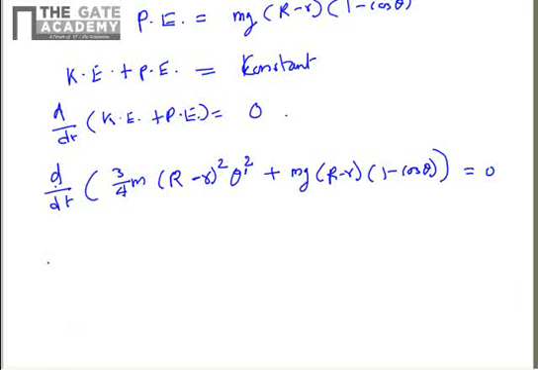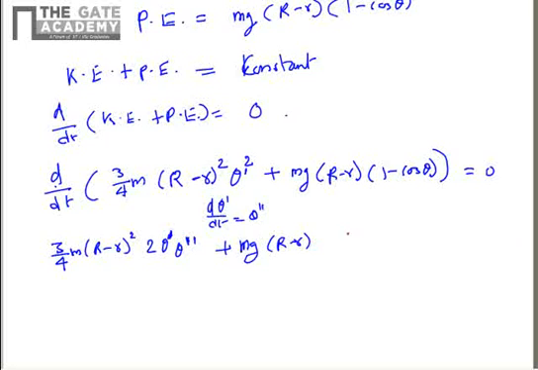So for solving this equation, we'll take a differentiation. For the first term, it will come as 3/4 m (R − r)² θ'²; (R − r) squared is a constant. For θ', we'll get 2θ', and again the differentiation of θ' with respect to time, dθ'/dt, will be equal to θ''. So here we'll get θ'' plus mg(R − r); (R − r) is basically constant. The derivative of 1 will be 0, and the derivative of cos θ will be −sin θ, and then differentiation of dθ/dt, that is equal to θ'.